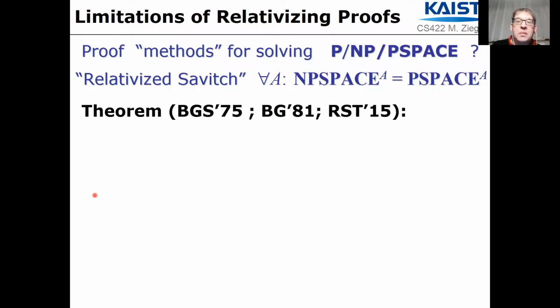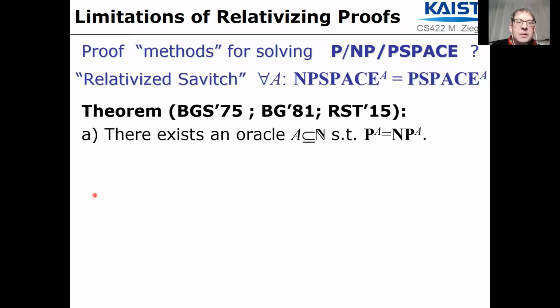And why is that important? Because there are oracles where P is actually equal to NP. That's the first statement. There exists an oracle such that P relative to that oracle is equal to NP relative to that oracle. And that's a huge bummer, because it means that any proof technique that carries over to oracles will not be able to prove P different from NP, because relative to that oracle, it would prove something wrong, right? Does that make sense?